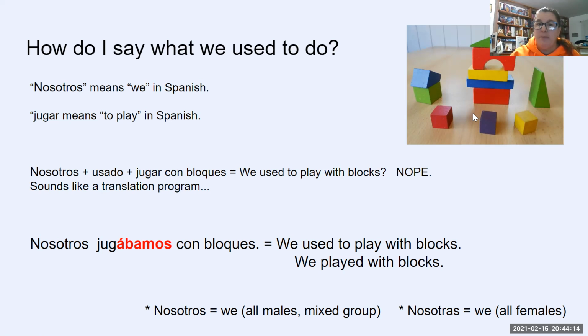We played with blocks. Nosotros and nosotras both mean we. I can use nosotras if I'm with another female. But as soon as a male walks into the group, I have to use nosotros. Let's practice this. Nosotros jugábamos con bloques. And you can just say jugábamos con bloques if you wish.